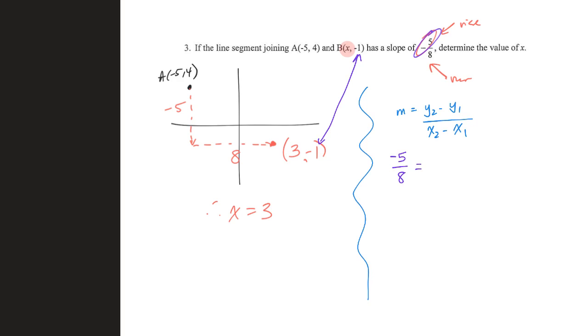My y values would then be, and I can pick either one as long as I subtract in the same order, so I'm going to subtract according to that arrow, I have my negative 1, subtract 4. And the difference in my x's would be x subtract a negative 5, so I've got my plus 5. Notice what you have in this scenario. You have an equation. You have numbers on both sides of the equal sign, and you have only one variable, x. Well, we know how to solve that.